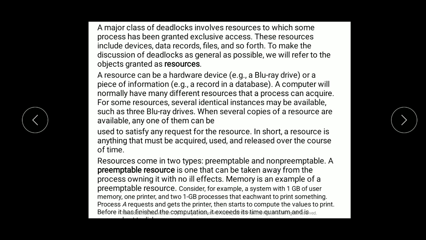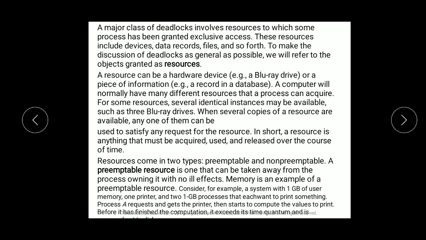So, a major class of deadlocks involves resources to which some processes have been granted exclusive access. So, deadlock involves resources. Whatever resources we are having for processing will have some problems when granted exclusive access. When they are exclusively accessed by somebody, there will be some problems, and that is termed deadlock.